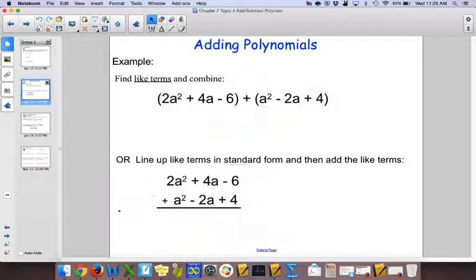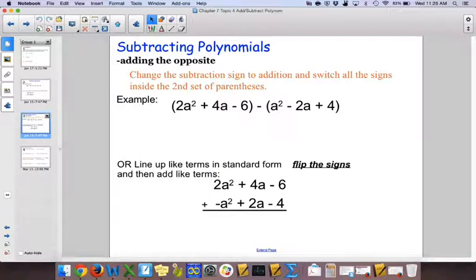Okay, looking at the next page. Subtracting polynomials. Technically it's the same idea, except we're kind of looking at it as if you're adding the opposite. Subtracting is really just adding the opposite. So the way that I'd like you guys to try this is to change the subtraction sign to addition. So we're looking at the subtraction sign right here. And then switch all the signs inside the second set of parentheses.